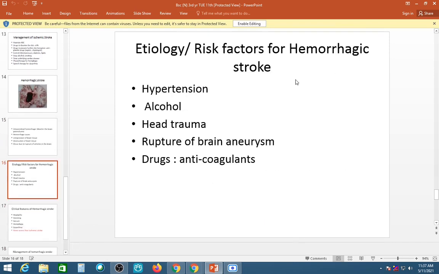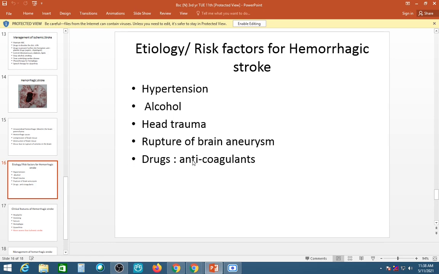So what are the causes of hemorrhagic stroke? Uncontrolled severe hypertension. So blood pressure is so high that the thin blood vessels of the brain rupture. Alcohol also causes hemorrhagic stroke. Head injury or head trauma can cause hemorrhagic stroke, and so can rupture of a brain aneurysm. As I have told you, an aneurysm is what? A balloon-like outgrowth in the blood vessel. Again, blood vessel. And this balloon-like outgrowth sometimes can rupture and cause oozing of blood and hemorrhagic stroke.